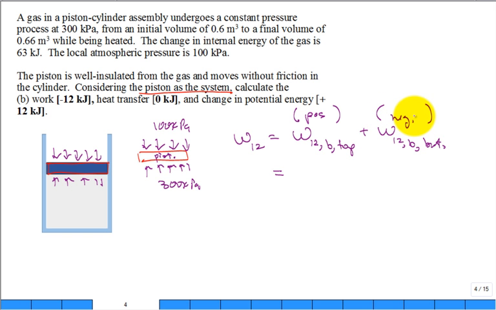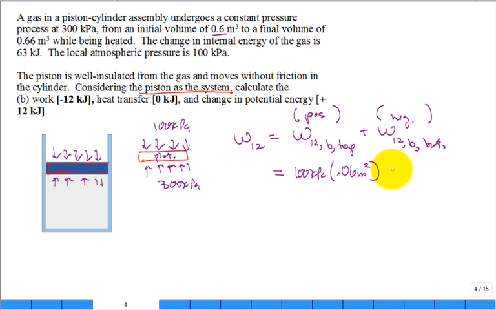All right, now let's calculate each of these, knowing that one's positive, one's negative. It would be the integral of P dV. Hey, I've done that before. 100 kilopascals times V2 minus V1. What you're doing is pushing back the volume of the gas, the air, so it was 0.06 meter cubed pushing back. That's how much the air pushed back. The piston pushed back the atmosphere.